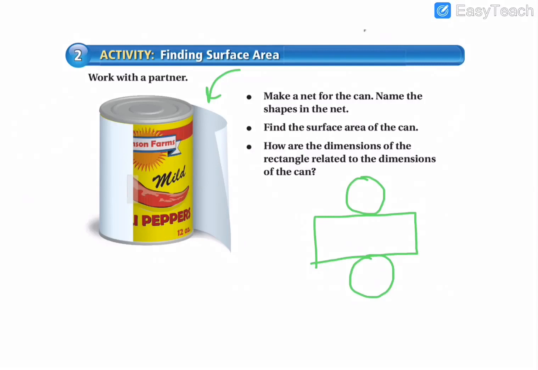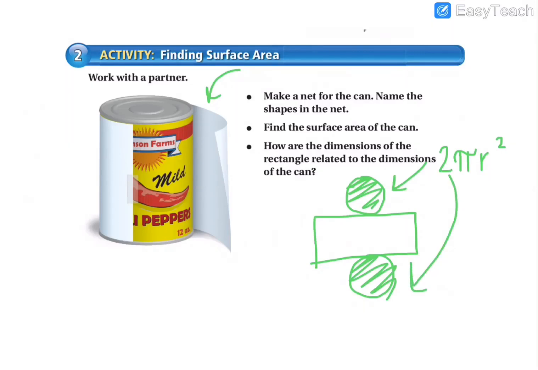And so, you know how I feel about formulas. I'm really not a fan because you don't remember formulas, you remember concepts. Now, you already learned how to find the area of a circle, and that's pi times the radius squared. So you know you have two of those. You have this one, and you have this one. So it would make sense that you're going to say 2 pi r squared to cover these two pieces. But then you just have to figure out how to do the rectangle.